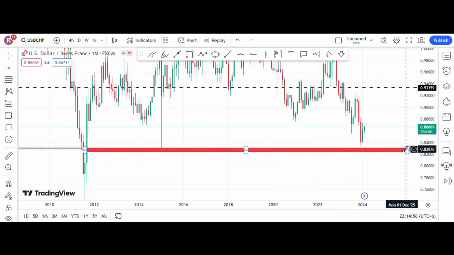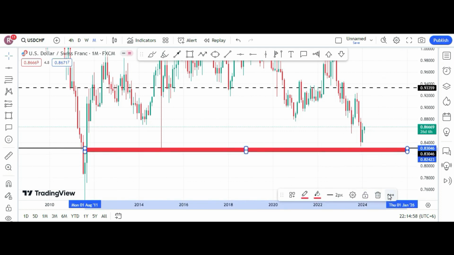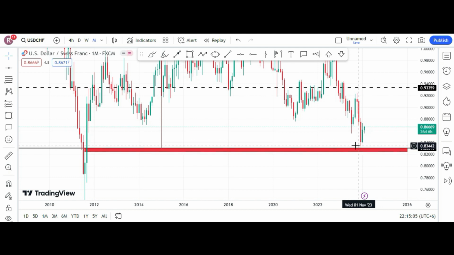Beyond this, we have this double bottom. Now we are expecting the price to come to this 50% initially.